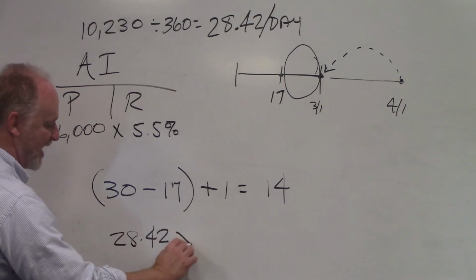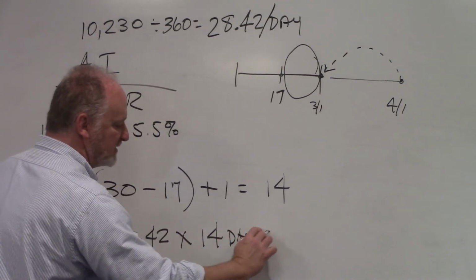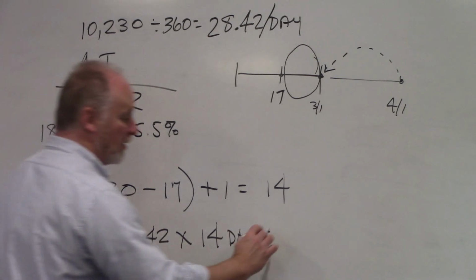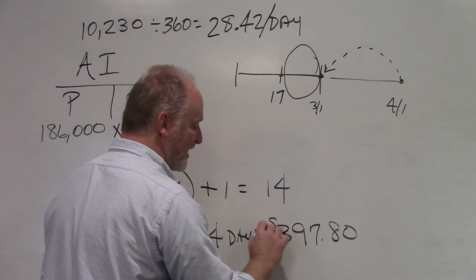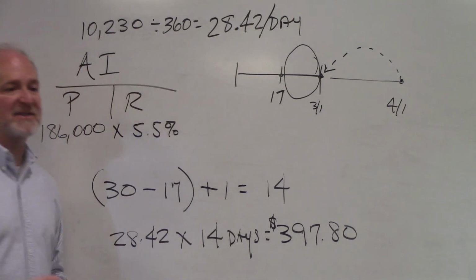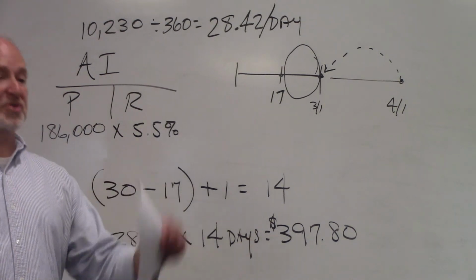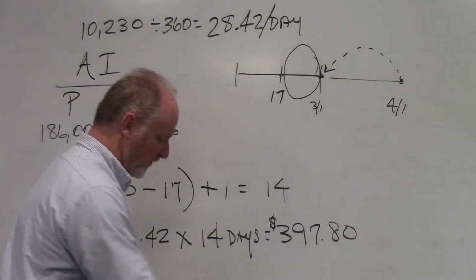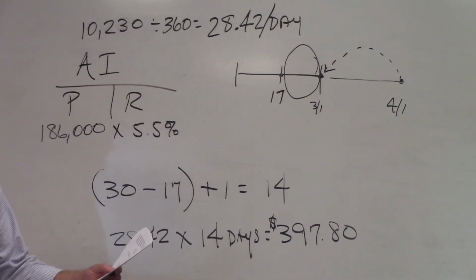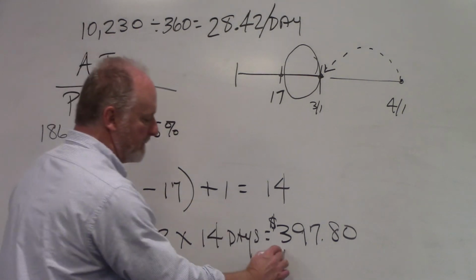So 28.42 per day times 14 days. That's $397.88. And who always pays interim interest? The buyer. It's always the buyer. Why? Because it's the buyer's new loan. The seller has nothing to do with this. So hopefully that answer is on there: 397.80-something. Looks like B. Debit buyer. Okay? Done.